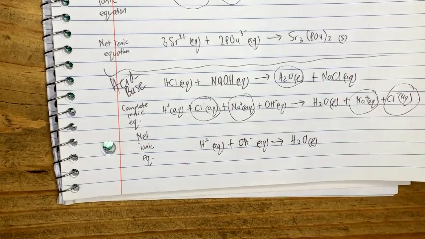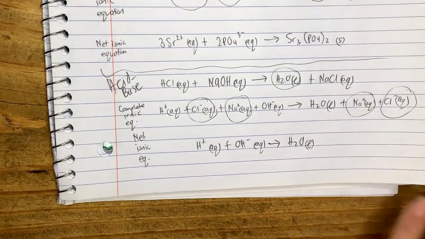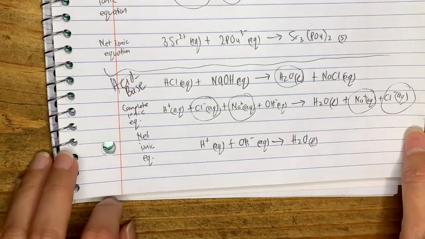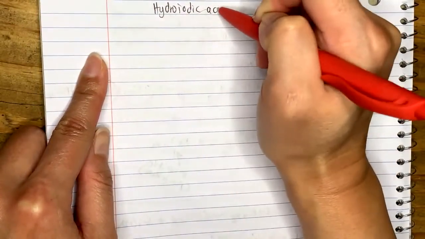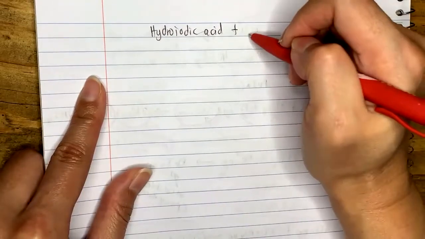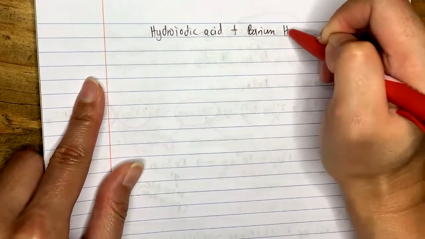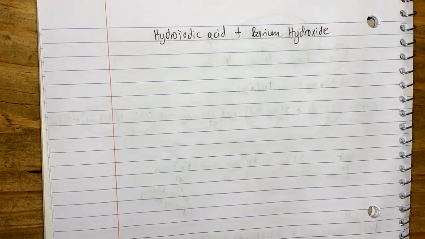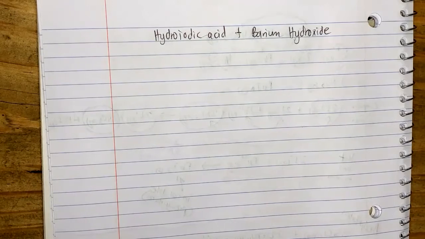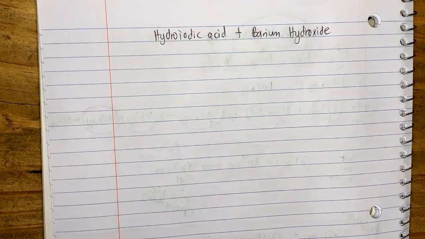Okay, so let's try one more acid-base. This time, I'm going to give you the names and you figure out the formula. We are going to work on hydroiodic acid, and we're going to pair it with barium hydroxide. So take a moment and try to see if you remember how to write these, using the rules.